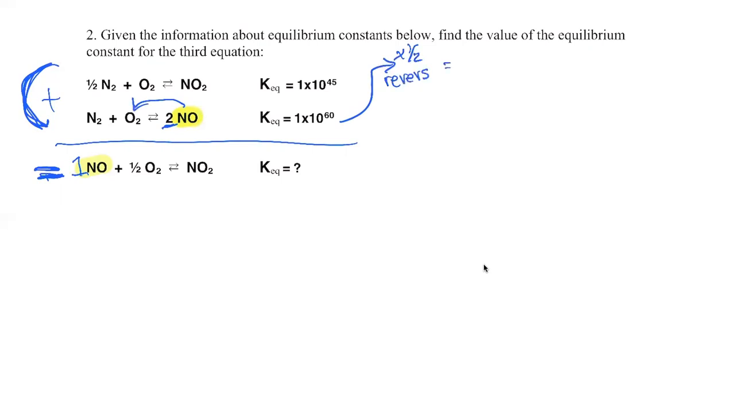And I'm just going to rewrite it out because it's a little bit easier to see that way. That's going to give us NO is going to be 1/2 N2 plus 1/2 O2. And the K for this one, now that we've manipulated it, is going to become 1 over the square root of that number. So anytime you manipulate an equation, you also need to manipulate the K value.